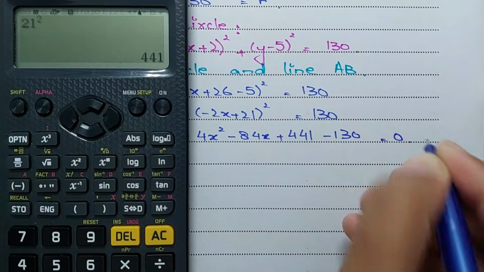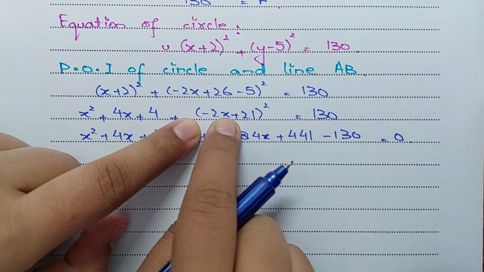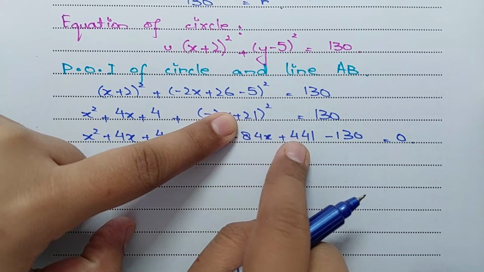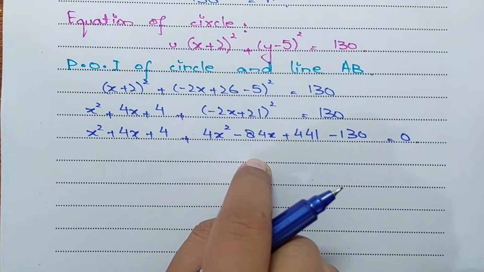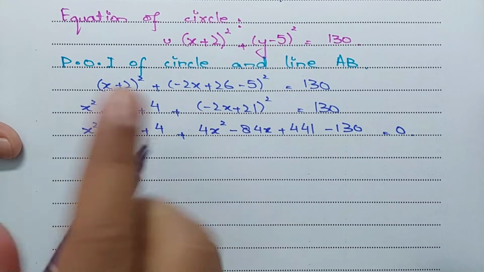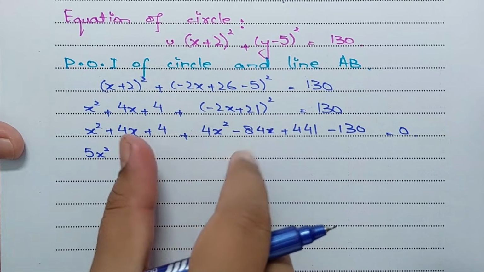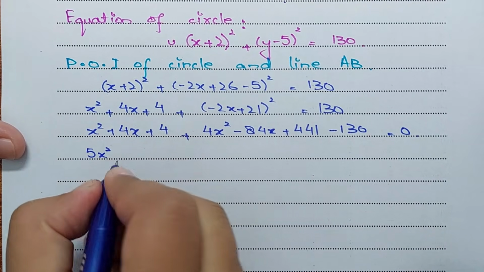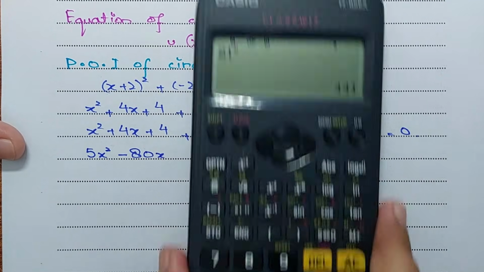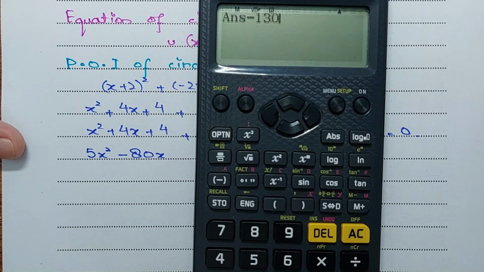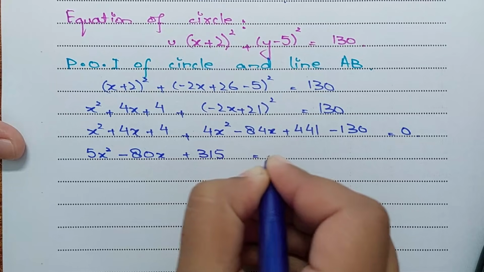I shifted the 130 to the other side. So I opened the square (a + b)². The first term squared, (−2x)², is 4x², 21² is 441, and minus 2 times the first term times the second term gives us minus 84x. Now here we have x² terms: 4 plus 1 is 5x². These are the x terms: from 84 take away 4 is 80, so minus 80x. These are the constant terms: 441 add 4 and subtract 130, that is 315. So plus 315 equals 0.